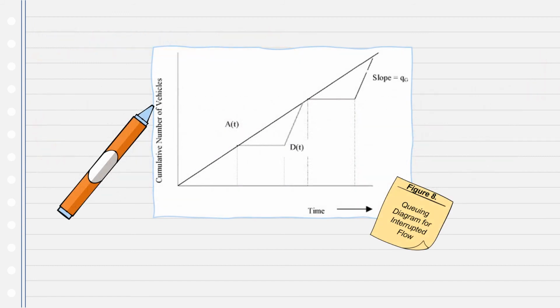In this slide, we can see the queuing diagram for interrupted flow. It shows the flow of one intersection approach. Traffic is stopped from time 1 to time 2 during the red signal interval. At the start of the green interval, traffic begins to leave the intersection at the saturation flow rate and continues until the queue is exhausted. Thereafter, the departure rate is equal to the arrival rate until time 3, which is the beginning of the next red signal. At this point, the process starts over.